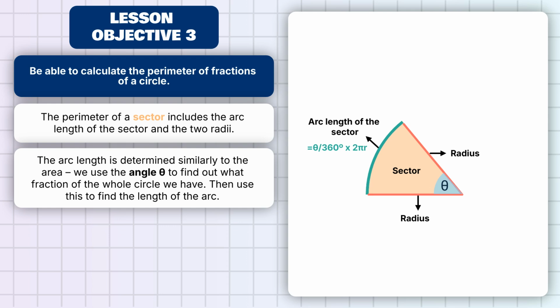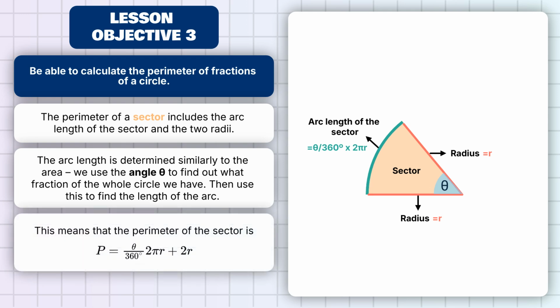Again, we have two radii, each measuring r, so the two of them together gives us 2r. Therefore, the perimeter of the whole sector is theta out of 360 degrees times 2 pi r plus 2r.